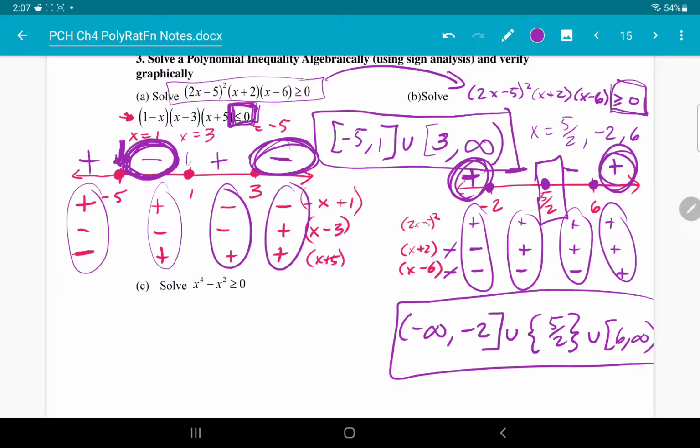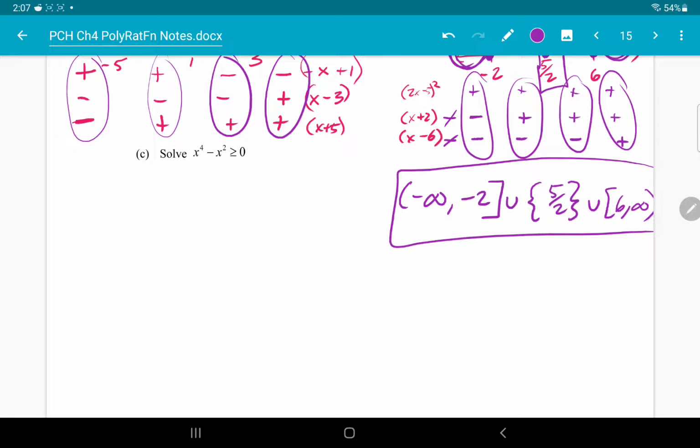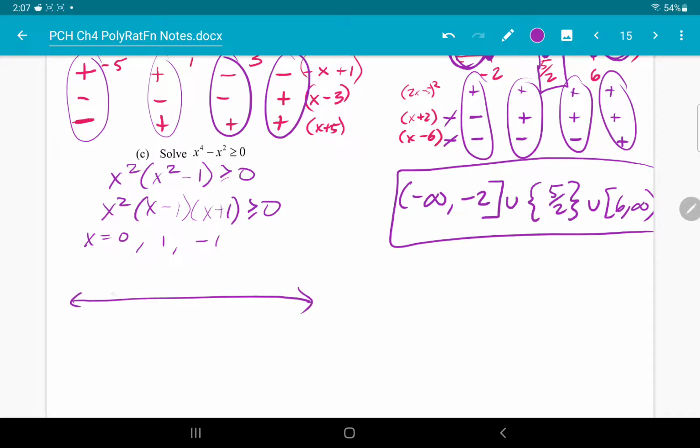All right, do I have enough room for C? Let's see. Yeah, there's enough room. All right, so doing this, we need to factor. So let's take out the x squared. We get x squared. That's a difference of squares, so x minus 1 and x plus 1. Okay, so knowing that, we have zeros at 0, 1, and negative 1. Negative 1, 0, and 1.